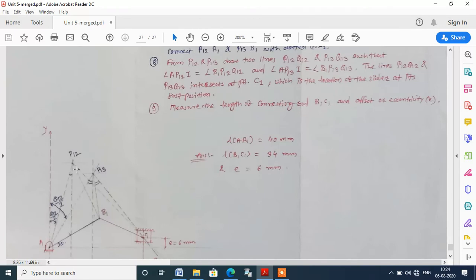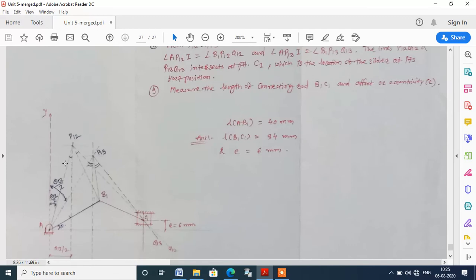How to draw it: measure the angle AP12I, which is coming to 15 degrees. Then take the same angle from the line P12B1, mark this angle, and draw a line from there. Give this line the name P12Q12. Similarly, at point P13, measure the angle AP13I, which is also coming to 30 degrees. Take a 30 degree angle, that is angle B1P13Q13, and draw a line from P13. This line represents P13Q13.